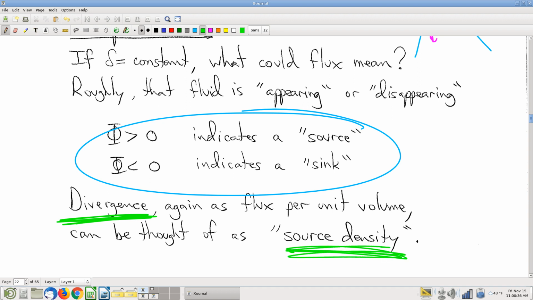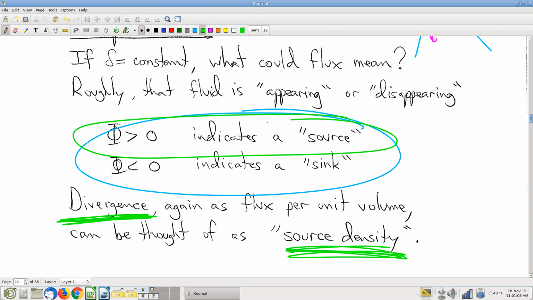Positive divergence, right? Again, the positive scenario. Positive divergence means that, to some extent, in that vicinity, fluid is, as a whole, kind of coming out away from that region. And the bigger the divergence is, the more of a source there is in that vicinity, the more that location is overall a fluid source. So, source density.